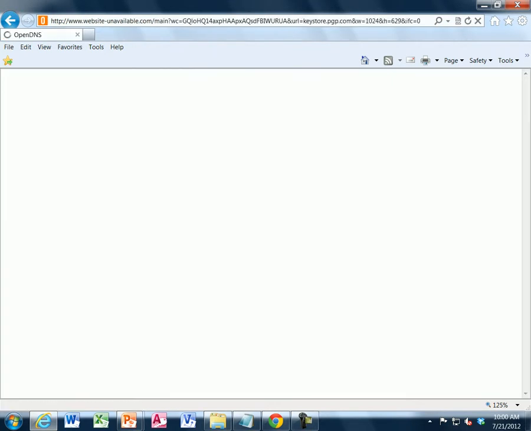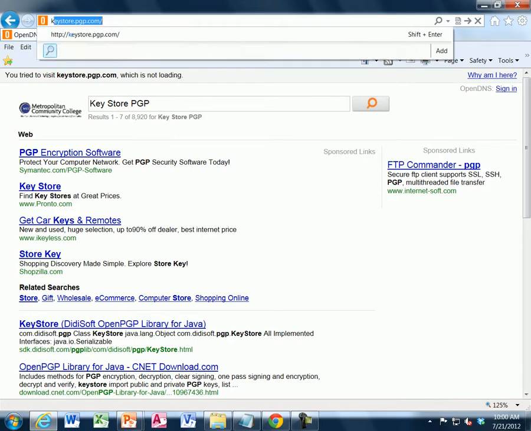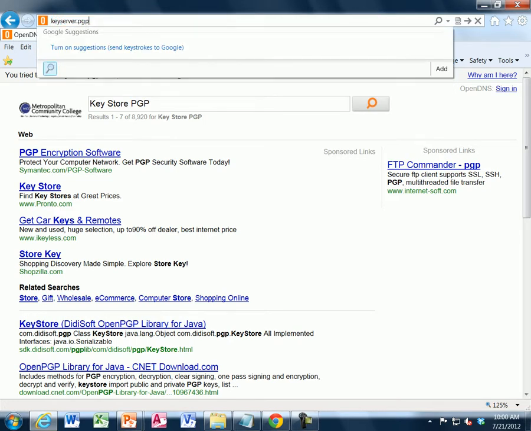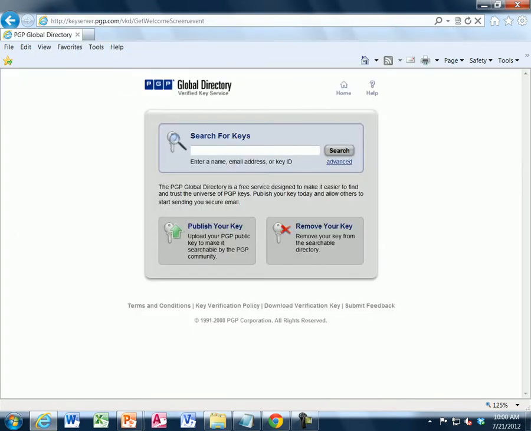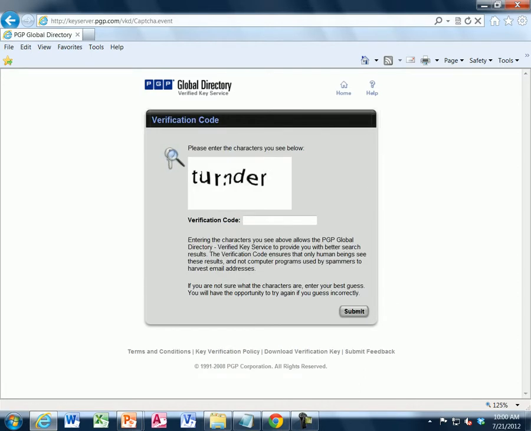Okay, maybe not. No, it's keyserver.pgp.com. There it is, keyserver.pgp.com. Now I'm going to search for Ken Dewey, kdewey@rose.edu. Okay, I'm going to search, and I got to put in my CAPTCHA.